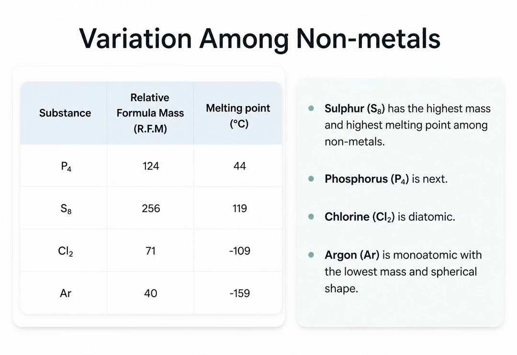Even among the nonmetals, there is a mini-trend based on the size of the molecules. The strength of van der Waals forces increases with molecular mass. Sulfur exists as a large 8-atom ring, S8, giving it the highest mass and the highest melting point of this group. Phosphorus forms P4 molecules. Chlorine forms diatomic Cl2, and argon exists as single spherical atoms. As the molecules get smaller, the intermolecular forces get weaker.